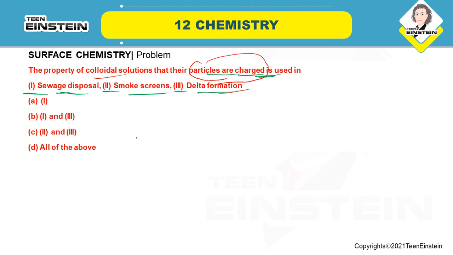But if you consider smoke screen, which is used to hide troops, it is basically smoke particles, that is dust particles or carbon particles suspended in air. So here we are not using the charge, right? So all these are not applications of colloid where charge is basically utilized, but only in case of sewage disposal and delta formation, that is 1 and 3. So correct option will be this one.